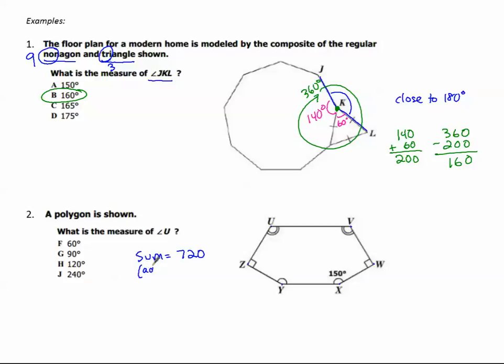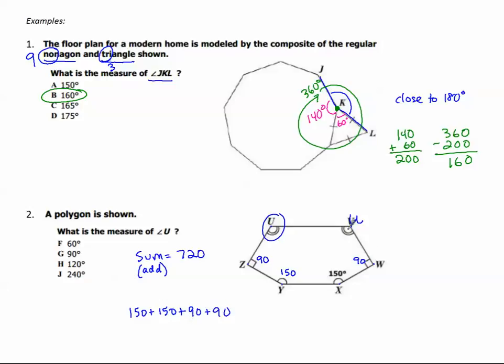Sum, I think add. So I'm going to add these. These are congruent marks, which means this is also 150. These are right angles, which means these are 90, and this is the angle I want to know, which is the same as this angle. So call this angle U. This is also like angle U. So I'm going to say 150 plus 150 plus 90 plus 90. These are all the angles I know.